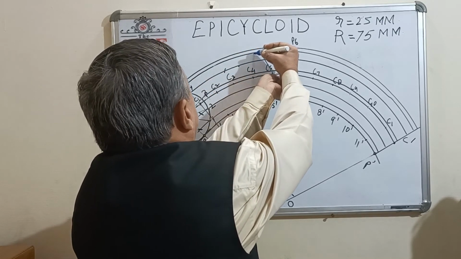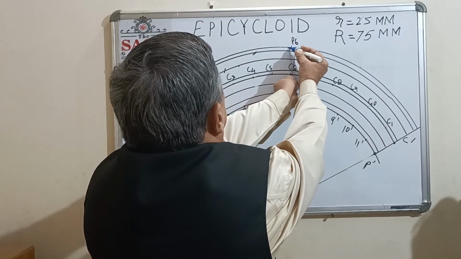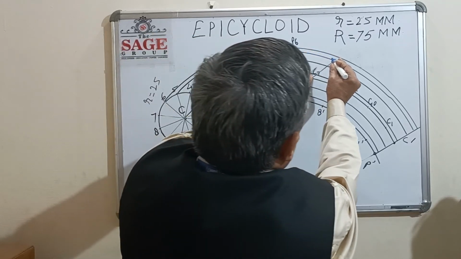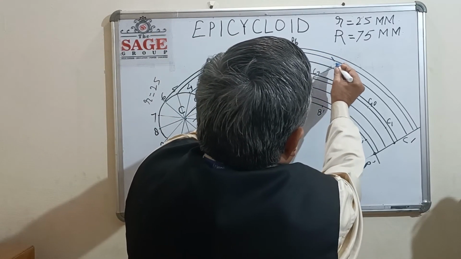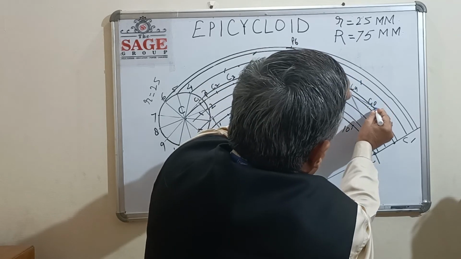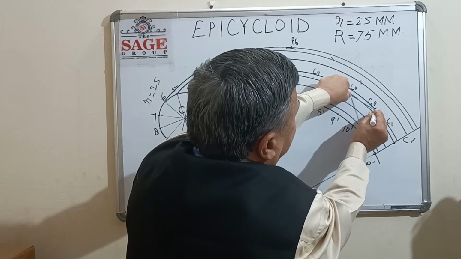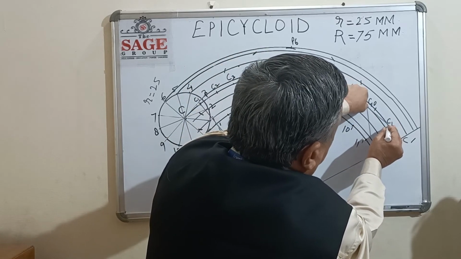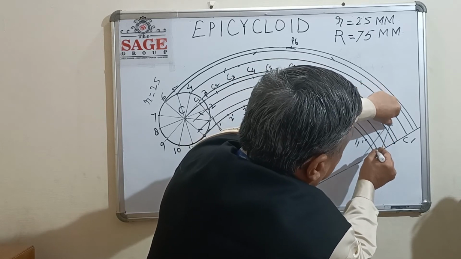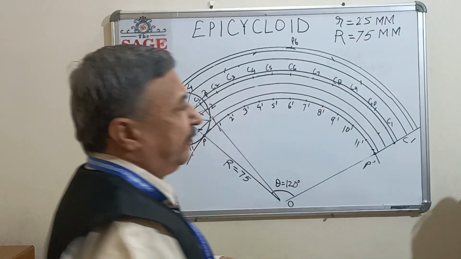Then C5, then C6. The C6 curve is like this. C7, C8, C9. Now again take care: C9 is on this upper curve. C10 and lastly C11.